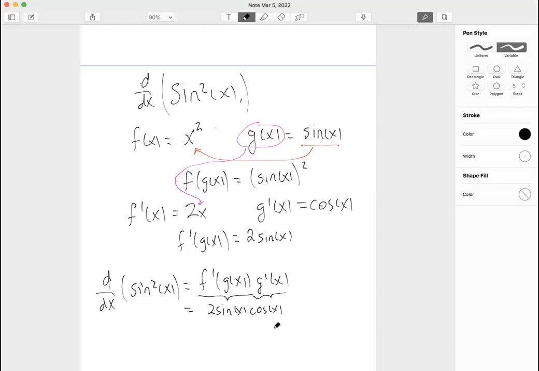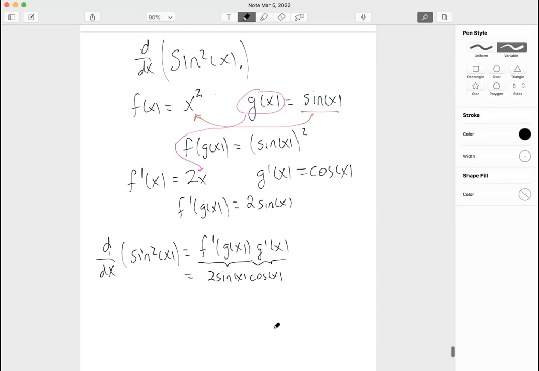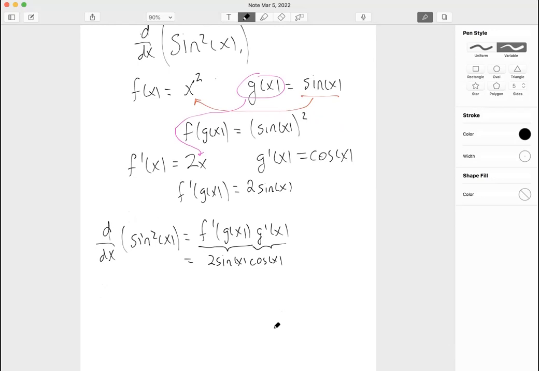Do we know what that is? Is there another form you can write 2 sine cosine in? 2 sine of 2x, or 2 sine of 2 cosine of 2x. It's just sine of 2x. That's the double angle formula. Yeah, you're close.